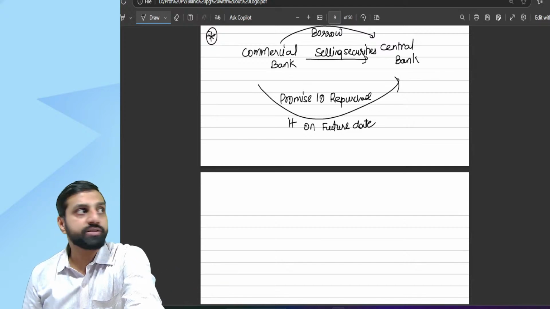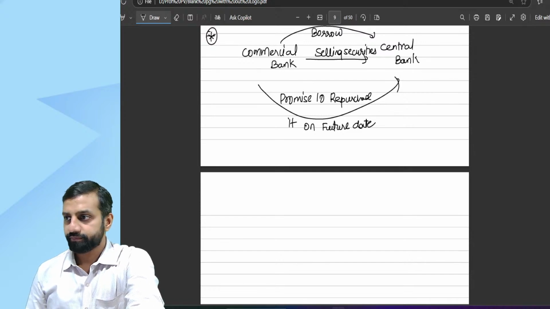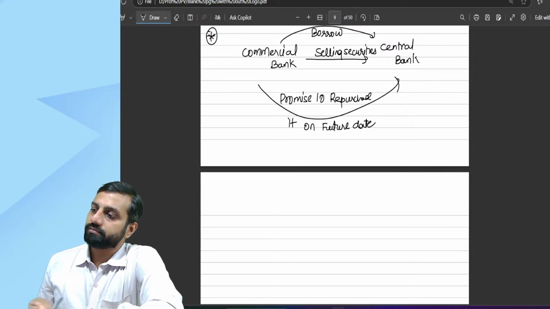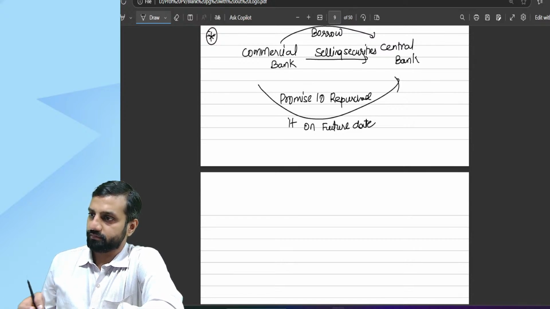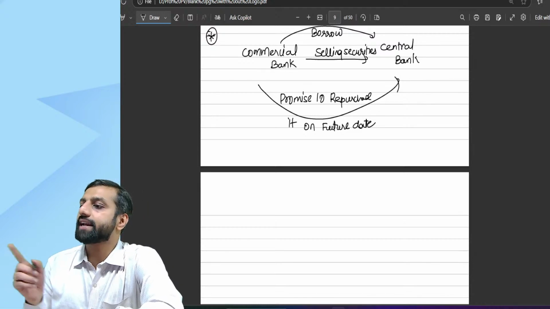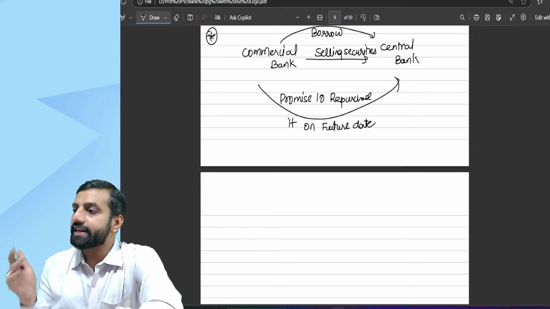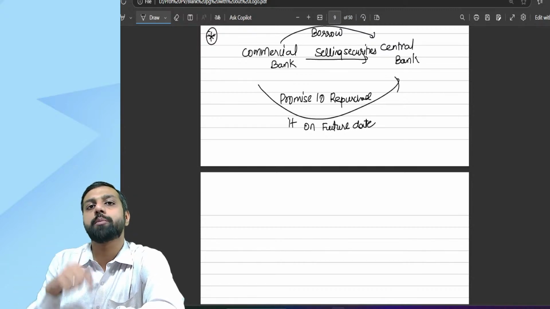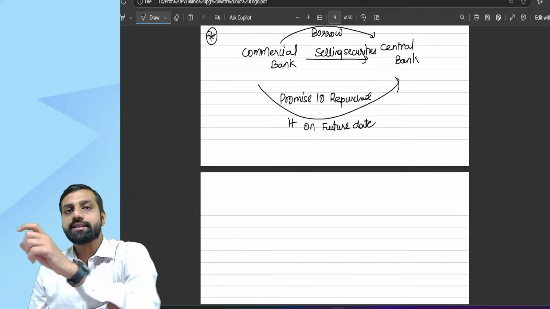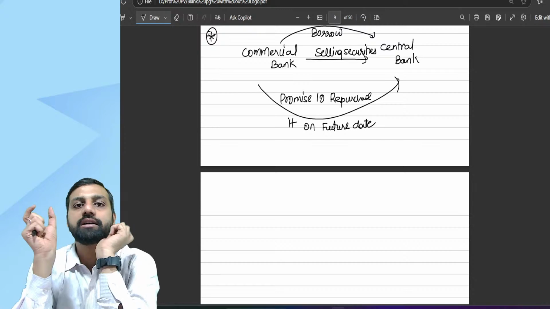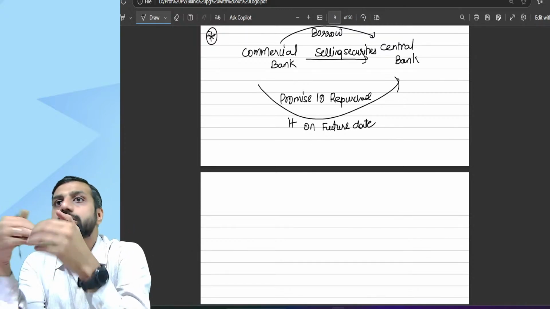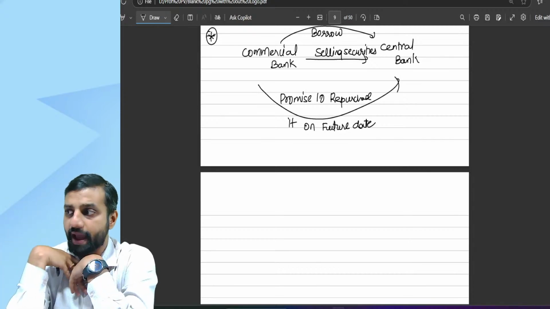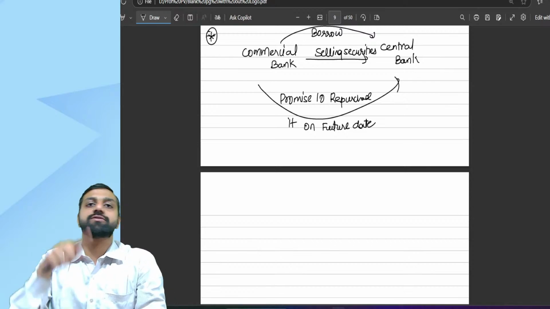Surya, are we clear with the repo rate? And reverse repo rate is exactly opposite of repo rate. It is the rate at which the central bank borrows money from the commercial bank by selling securities with the promise to repurchase it on a future date. We can also say that reverse repo rate is the rate at which commercial banks park their excess funds with the central bank.